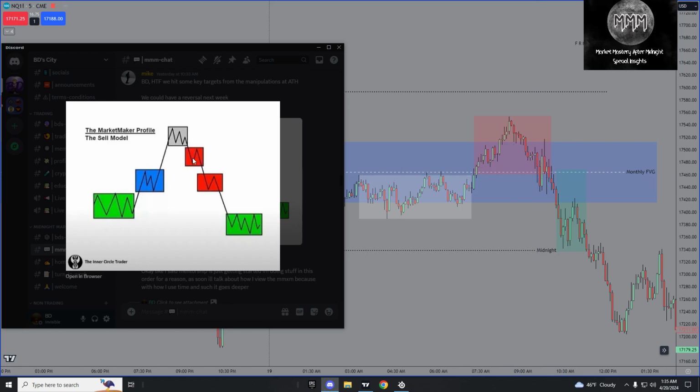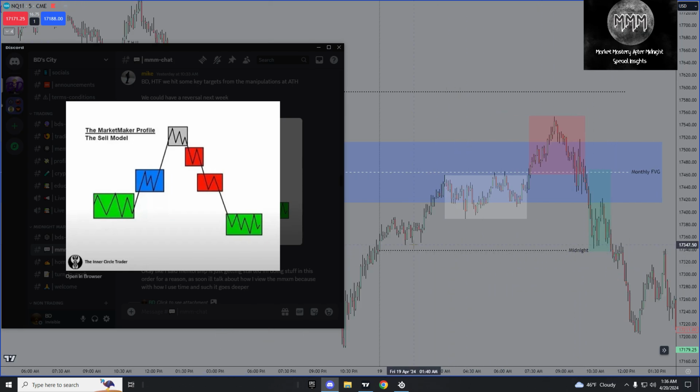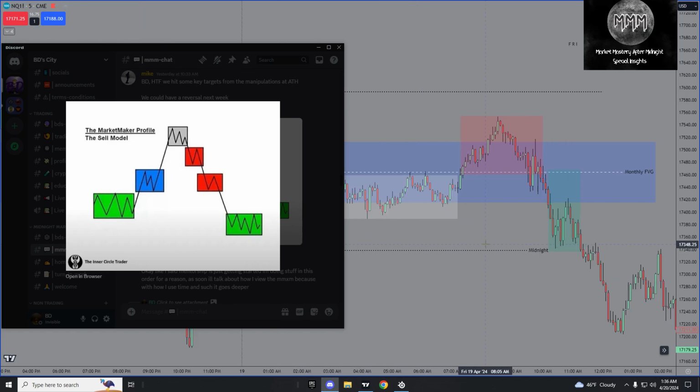And then look at the accuracy of this. On the first move down, it comes back up to test the consolidation lows from the manipulation. Let's look at this. The first move down comes back up to test the consolidation lows, and then look at this, second stage down, and then it consolidates, and then boom, through midnight price. Which was also the low of the consolidation.